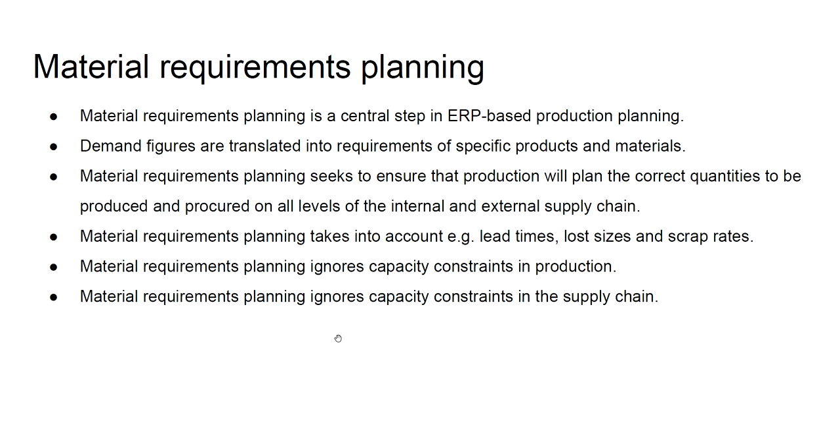There's no check or verification against available capacity in production, and also there's no check against availability of capacity in the external supply chain. But there is a clear overview after this step over how much quantity of what kinds of products and materials need to be available at what point in time.